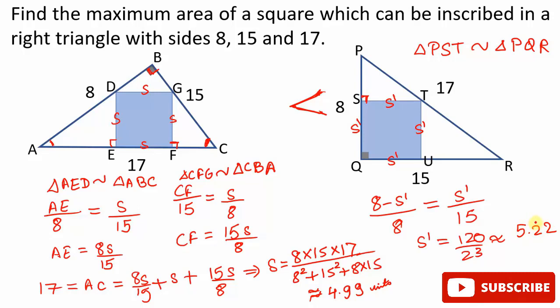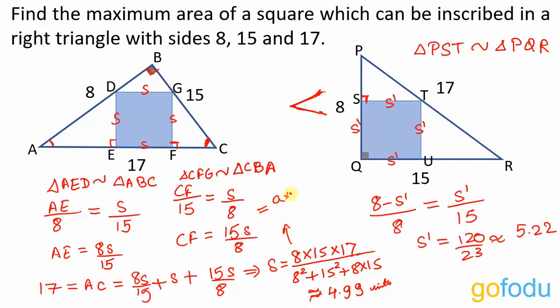Okay. And if you wish to calculate both these results, this one and this one, in terms of A, B and C, in terms of length of three sides, then this is what? A into B into C upon A square plus B square plus AB. This is the length of side of this square in this first case.